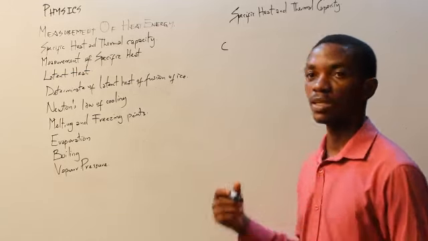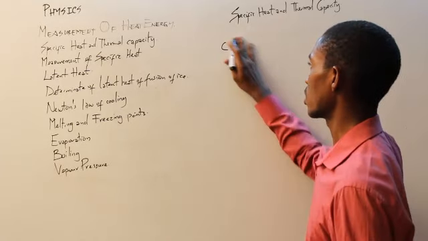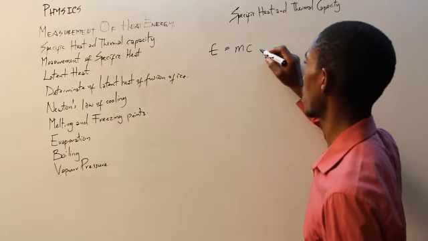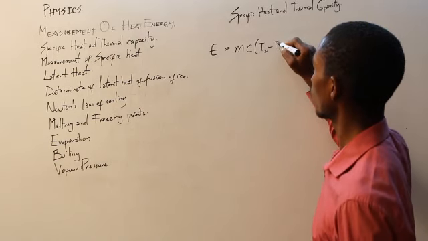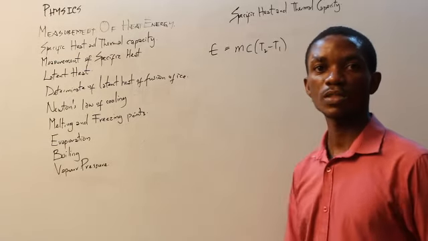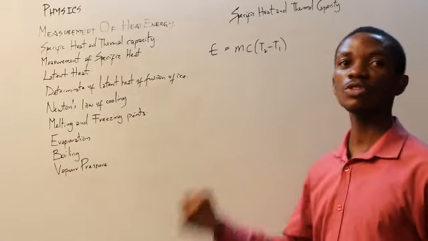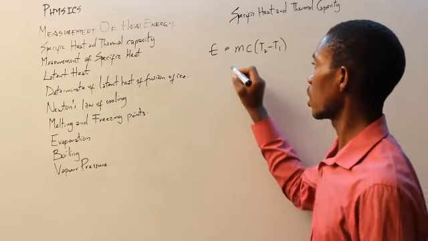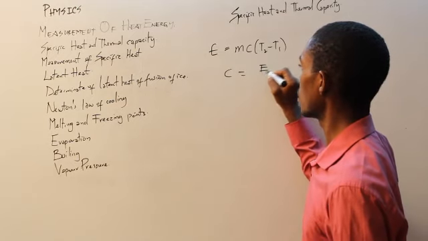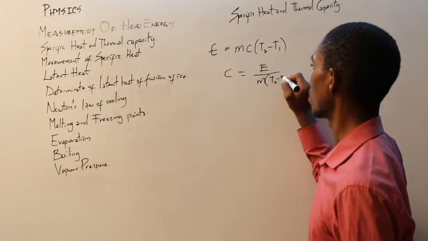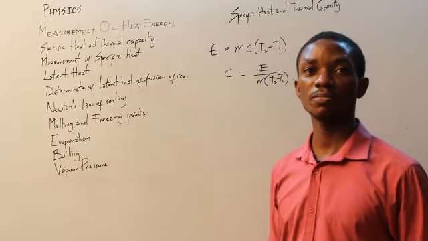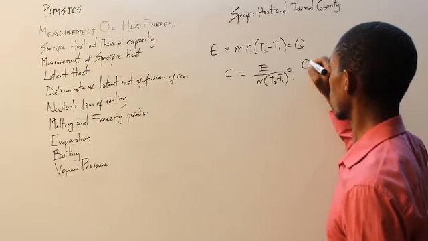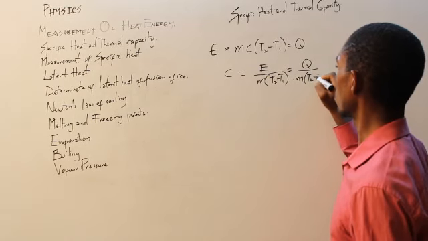They have an expression to show this. The expression states that the energy involved, E, equals M C (T2 minus T1). This T2 is the eventual temperature and the T1 is the beginning temperature. So we're talking about change in temperature. Thus, we can calculate our C as E over M (T2 minus T1). The energy E might also be represented with a Q, to show quantity of heat, so Q equals M C (T2 minus T1).